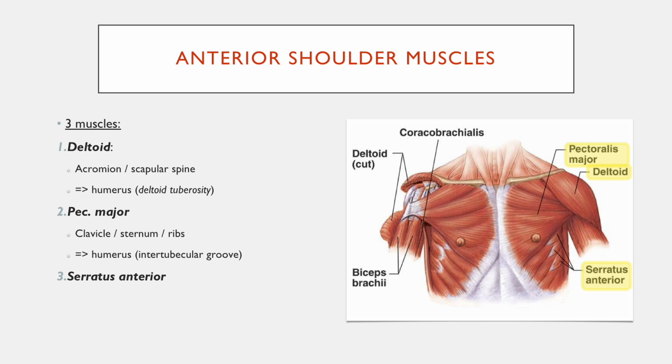And serratus anterior is the third muscle to know about. This attaches from the ribs and inserts onto the medial scapula. It doesn't actually show on this diagram, but it goes onto the medial aspect. So it kind of goes under the scapula and then attaches onto the medial aspect.